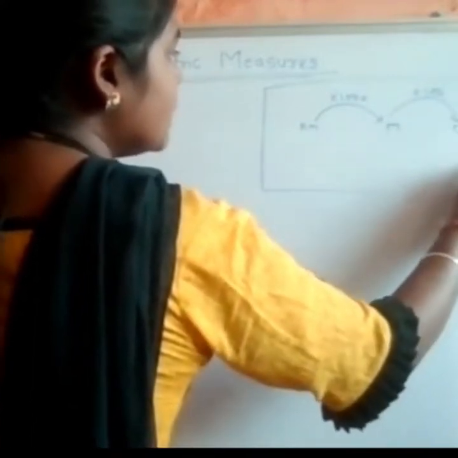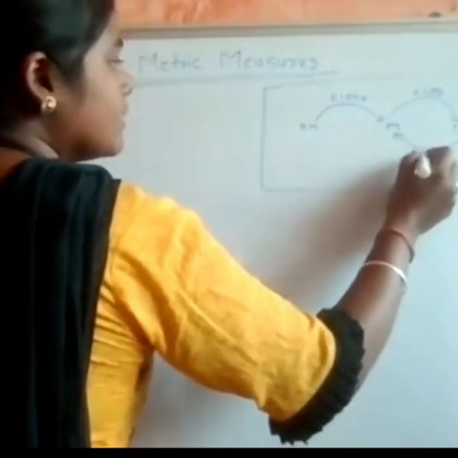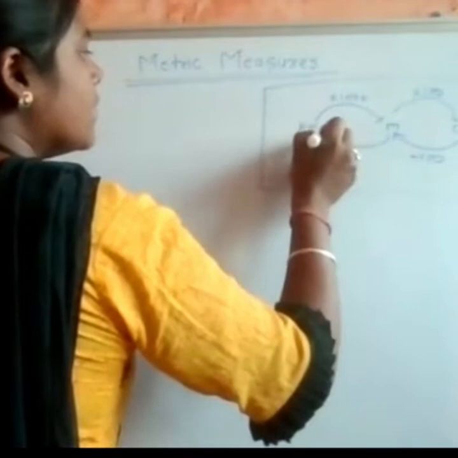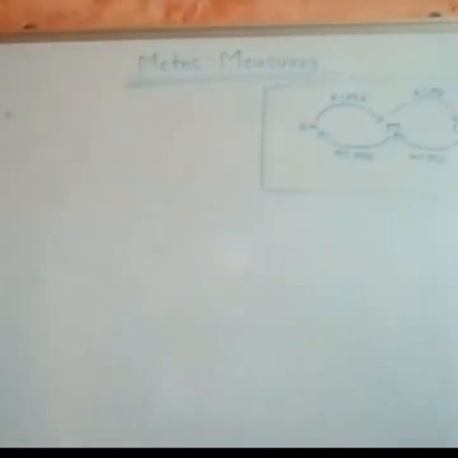Similarly, it will be divided by 10, and then divided by 100, and then divided by 1000. So just keep this diagram in mind. On the basis of this diagram only, we have to solve the questions. So one question and its solving, based on this length concept.